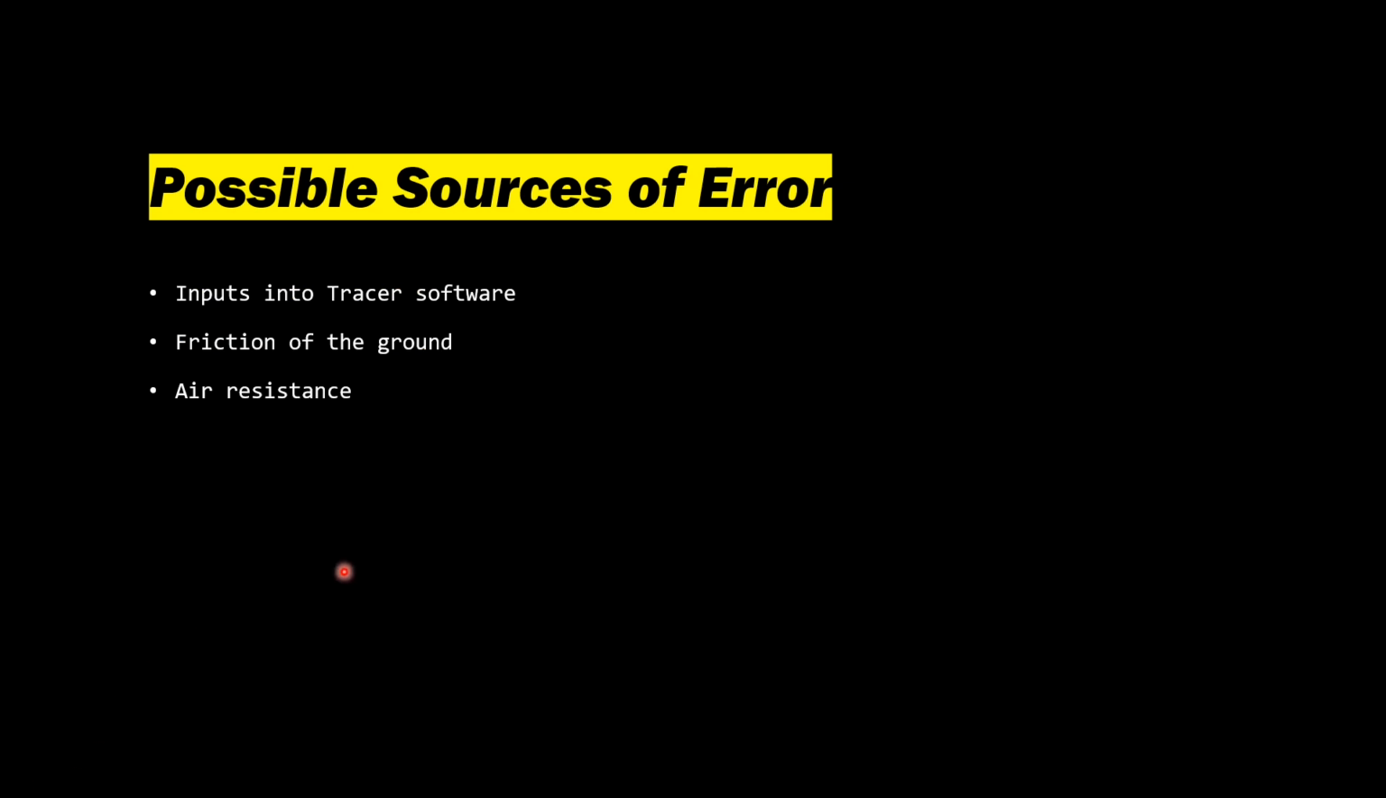So some possible sources of error in our lab could have been inputs into the Tracker software. Our tracking points might not have been exactly right, or we could have maybe put it on a spot where the velocity slightly changed a little bit with our marker. Other possible sources of error could have been friction of the ground interacting with the marker, and also possible air resistance that the marker could experience, which would have resulted in a non-zero net force.